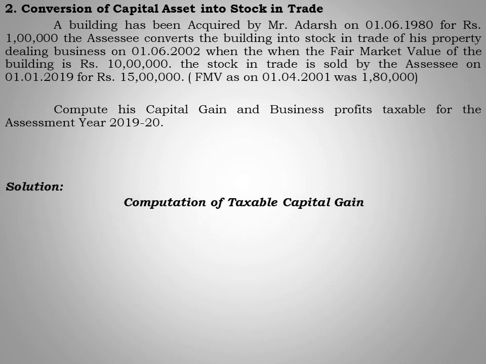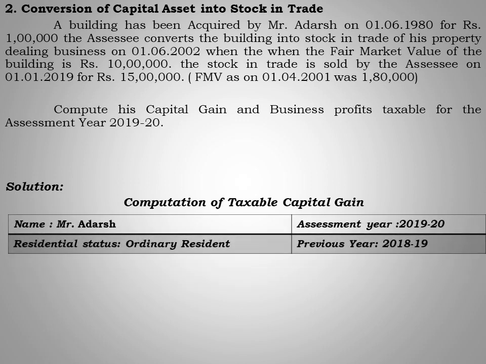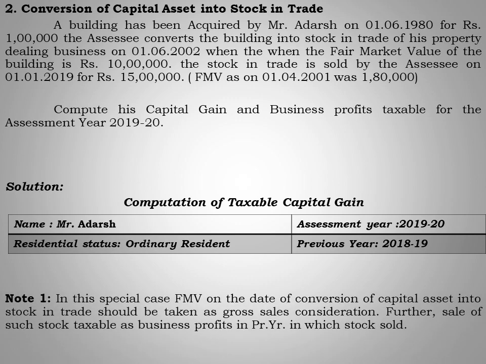And here comes the solution, that is the computation of the taxable capital gain. We have to provide the simple information. The name of the assessee is Mr. Adarsh and his residential status is ordinary resident, and the assessment year is 2019-20 and the previous year is 18-19. Okay, so I have provided one note here, that is note number 1.